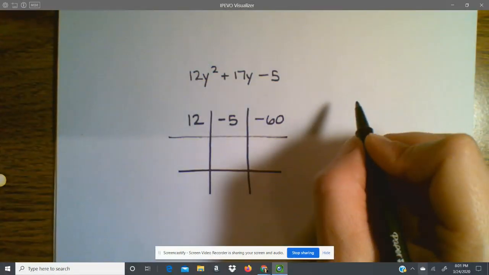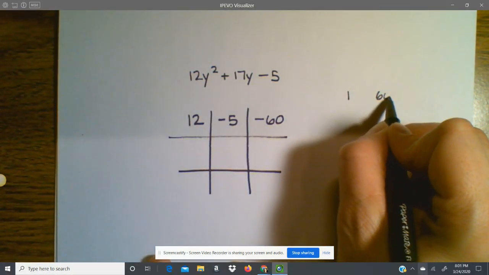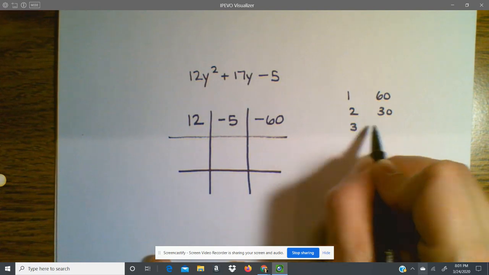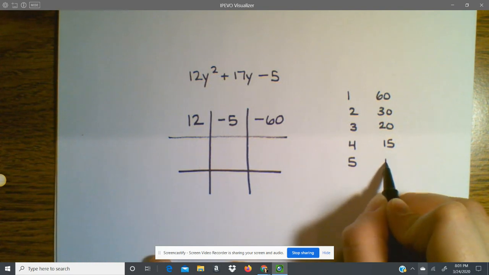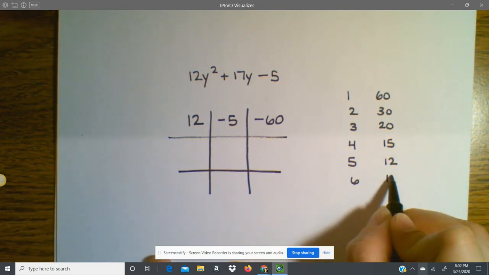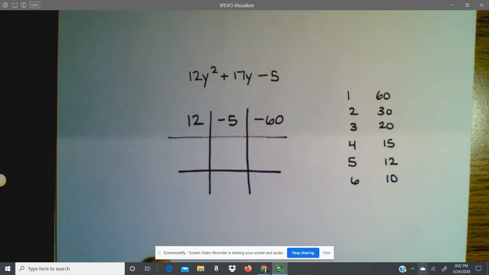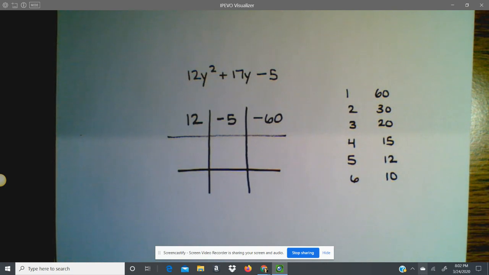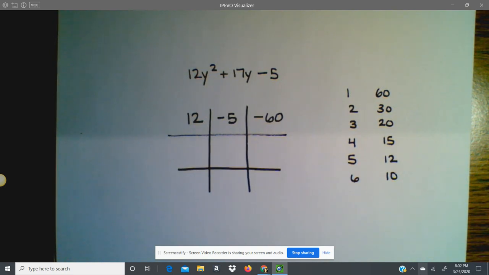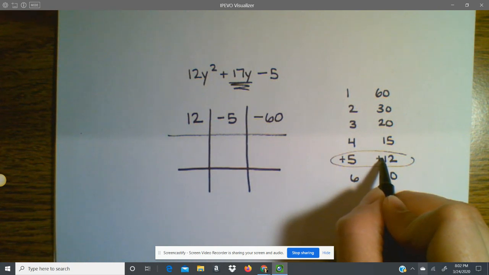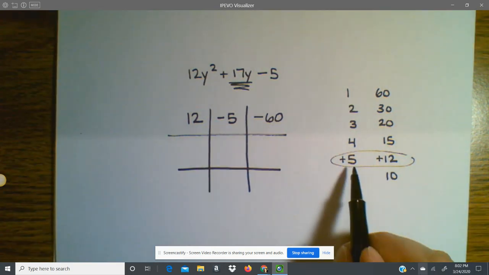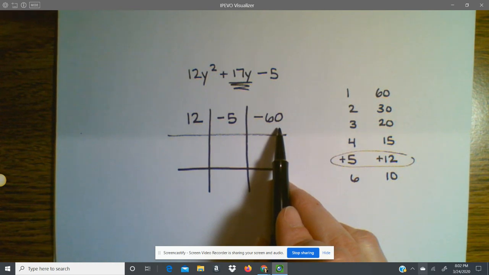And feel free to bust out your calculator and say, okay, does 2 divide it? Yes, it does. Does 3 divide it? Absolutely. Does 4 divide it? Yep. Does 5 divide it? Yep. Does 6 divide it? Yep. Does 7? Nope. 8 doesn't, 9 doesn't, and then we're up to 10. So I'm looking for a pair of factors that will add to 17y. So these two add to 17 if I did like 5y and 12, but a positive 5 and a positive 12 don't multiply to a negative 60.